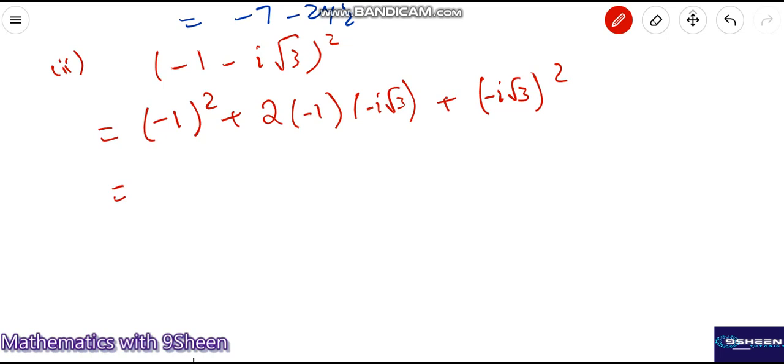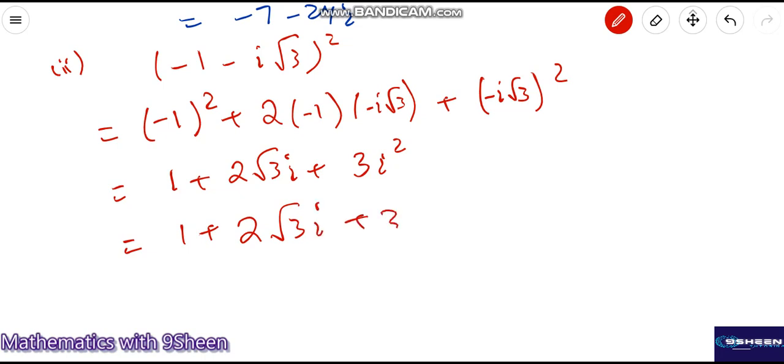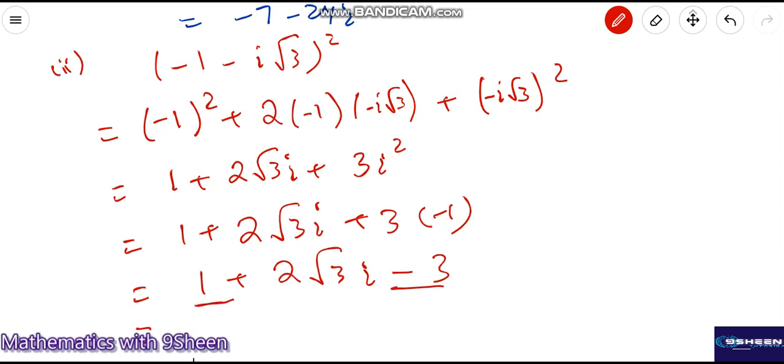Minus 1 square is equal to 1, plus 2 root 3 iota, plus iota square, and root 3 square means only 3, because the square and root cancel out. So 1 plus 2 root 3 iota as it is plus 3, and iota square is equal to minus 1. Now 1 plus 2 root 3 iota minus 3. Take your real part: 1 minus 3 means minus 2, and plus 2 root 3 iota as it is. It's your answer.